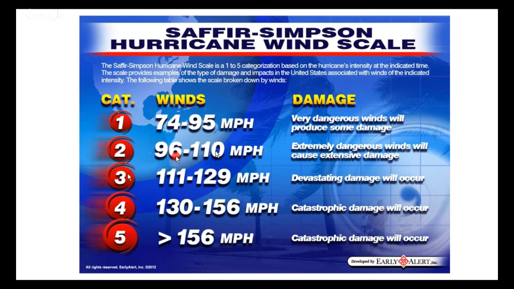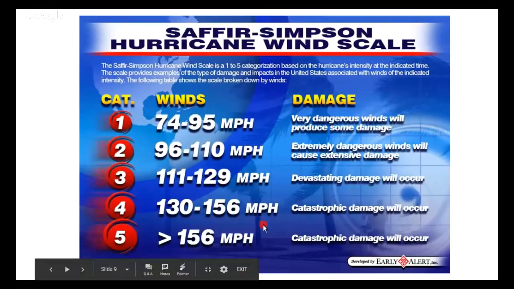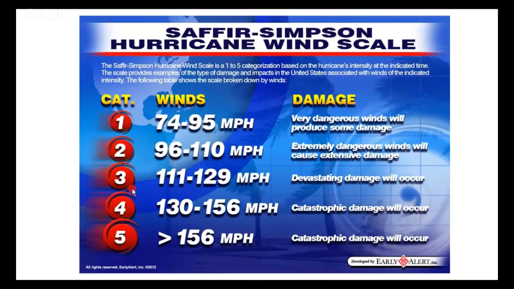So let's go on. Darian, category 2. Sir, 96 to 110 miles per hour. And what happens? Extremely dangerous winds will cause extensive damage. Talia, what about category 3? The winds are 111 to 129 miles per hour, and devastating damage will occur. All right. Trishan, category 4.